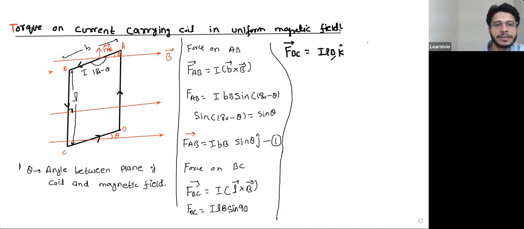So that's ILB k cap. Let's call this equation number 2 and this equation number 1. Similarly, we can calculate the force on the section CD. On CD, the current is I, and the length of CD is b, basically its breadth. So it's I, b cross B.